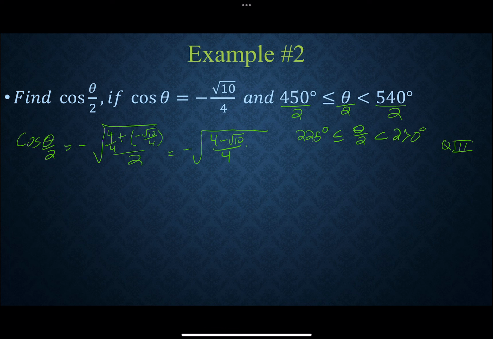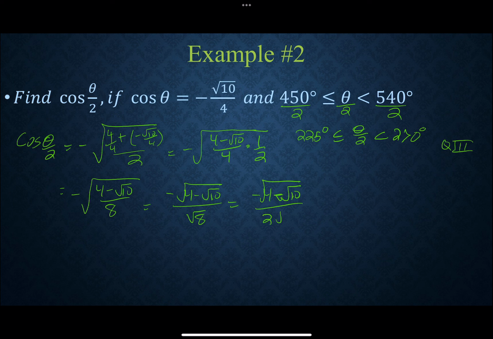And again, rather than dividing by 2, we multiply by a half. I can't reduce because there's no 4 or whatever in front of the root 10, so I can just multiply across. I get negative square root of 4 minus root 10 over 8, which I can then separate out. Square root of 8 is 2 root 2. So we have to rationalize.